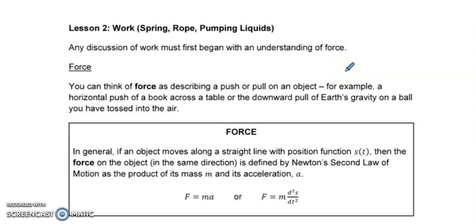All right, let's take a look at the second lesson in this Unit 6 for dual enrollment students only, and that is to do with work. We have three types of work that we'll be looking at, which are springs, ropes, and pumping of liquids. So you can't really start to talk about work until you understand force.